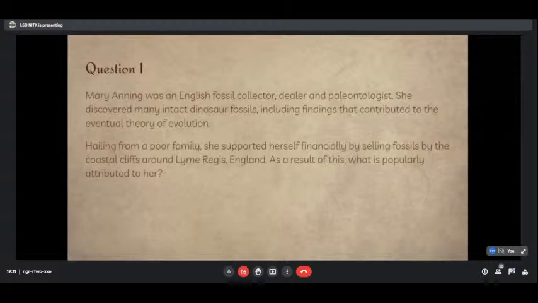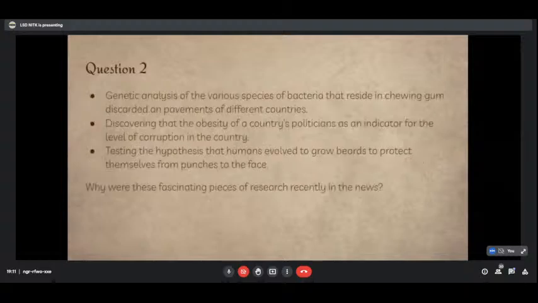So Mary Anning, an English fossil collector and paleontologist, came from a poor family and supported herself by selling fossils from the coastal cliffs around her. What did this lead to, or what is attributed to this? Question 2. These are a few pieces of research that were recently in the news. So we want you to identify why they were in the news.